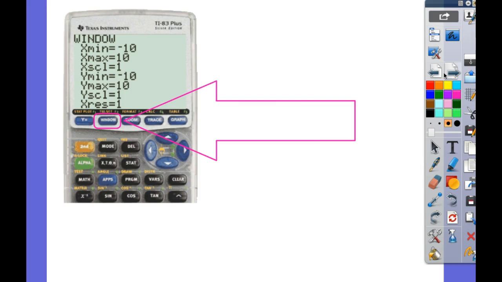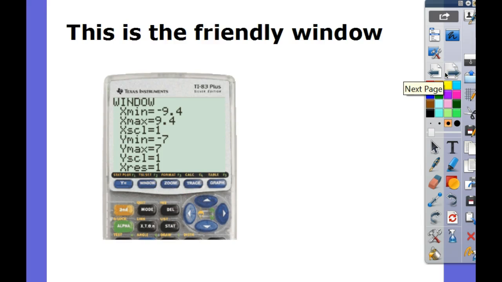What we are going to do is we are going to change the window to the friendly window. Please enter these numbers, the negative 9.4 and the positive 9.4, into the window of the calculator. Actually, as far as the friendly window goes, these other numbers don't make any difference. These numbers are what make it a friendly window.